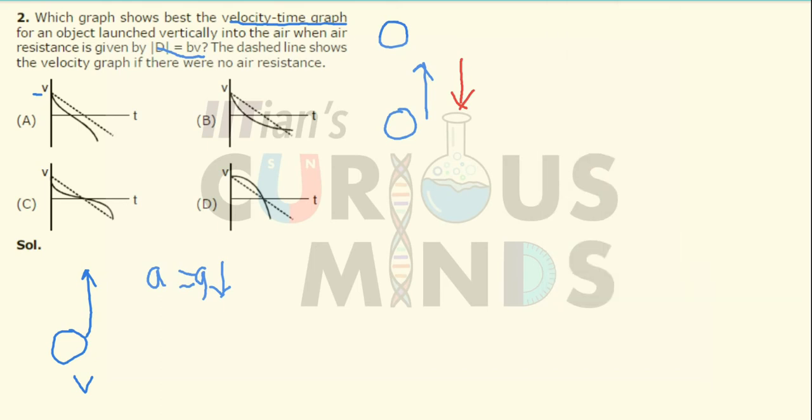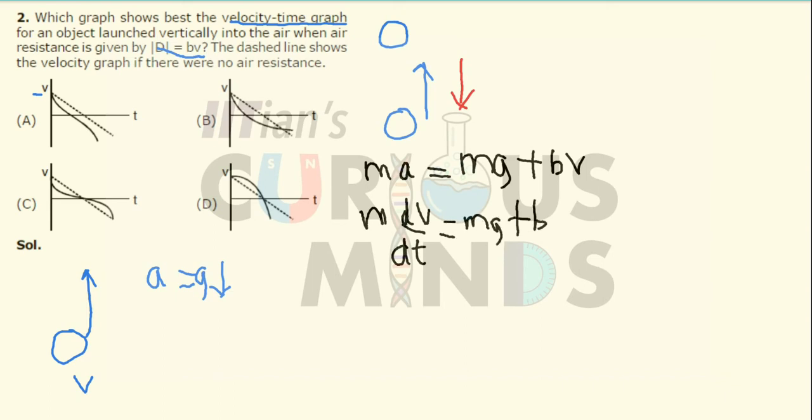Now let us see the total acceleration on this body. The total force on this body will be ma, which is equal to mg, which acts in the vertically downward direction, when it is going up, plus bv, that is the friction force, which also acts in the downward direction. Here mg remains constant, plus bv. So m dv/dt will be equal to mg plus bv.